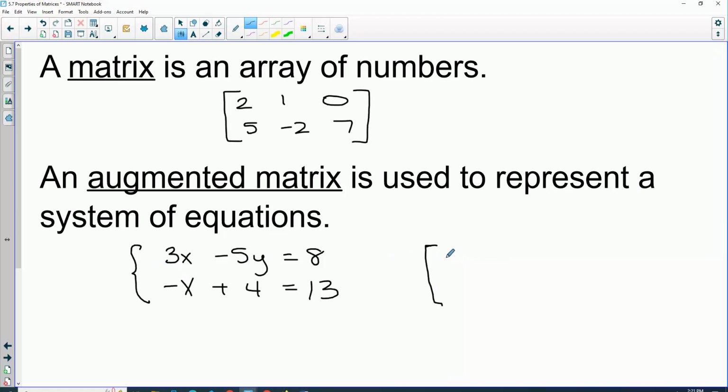We basically put the x coefficient, the y coefficient, there is a vertical bar representing the equal to, and the constant. So my x, my y equals my constant. So that's augmented. That vertical line is representing the equal sign. And everything in the first column is an x value. Everything in the second column is a y value. And it's equal to our constant.